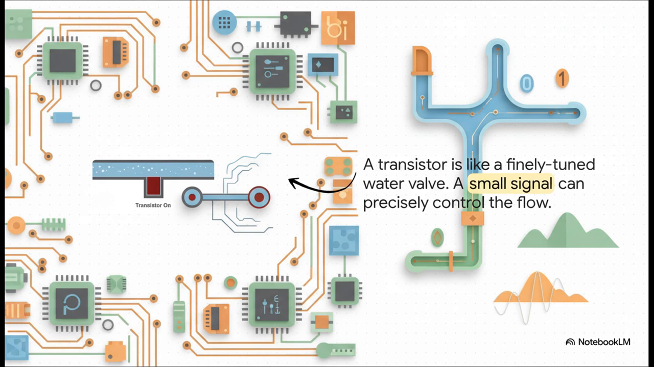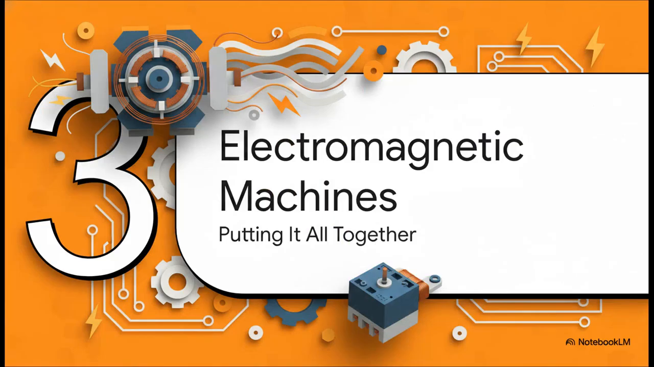And this simple idea, this is the heart of everything. It's how we get digital switching on and off, and it's how we get analog amplification, making a small signal huge. Okay, so now that we have all our building blocks, let's see how they come together to create the amazing electromagnetic machines that run our entire world, from little tiny relays to massive industrial motors.